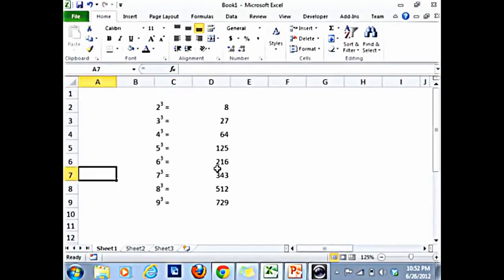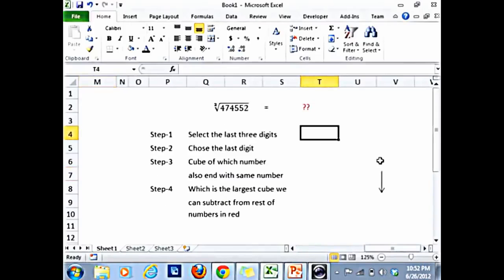So here is the table. We have 2 cube is equal to 8, 3 cube is equal to 27, and similarly we have 4, 5, 6 and all these cubes here. You need to remember these cubes to get the cube root of a large number. Now I have 4 basic steps to get the cube root of a large number.